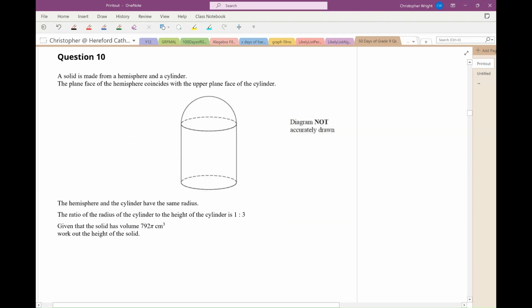Question 10. A solid is made from a hemisphere and a cylinder. I've got the cylinder here, and there's the hemisphere, the half a sphere on the top. The plane face of the hemisphere coincides with the upper plane face of the cylinder. Yes, that's as it's drawn. The hemisphere and the cylinder have the same radius.